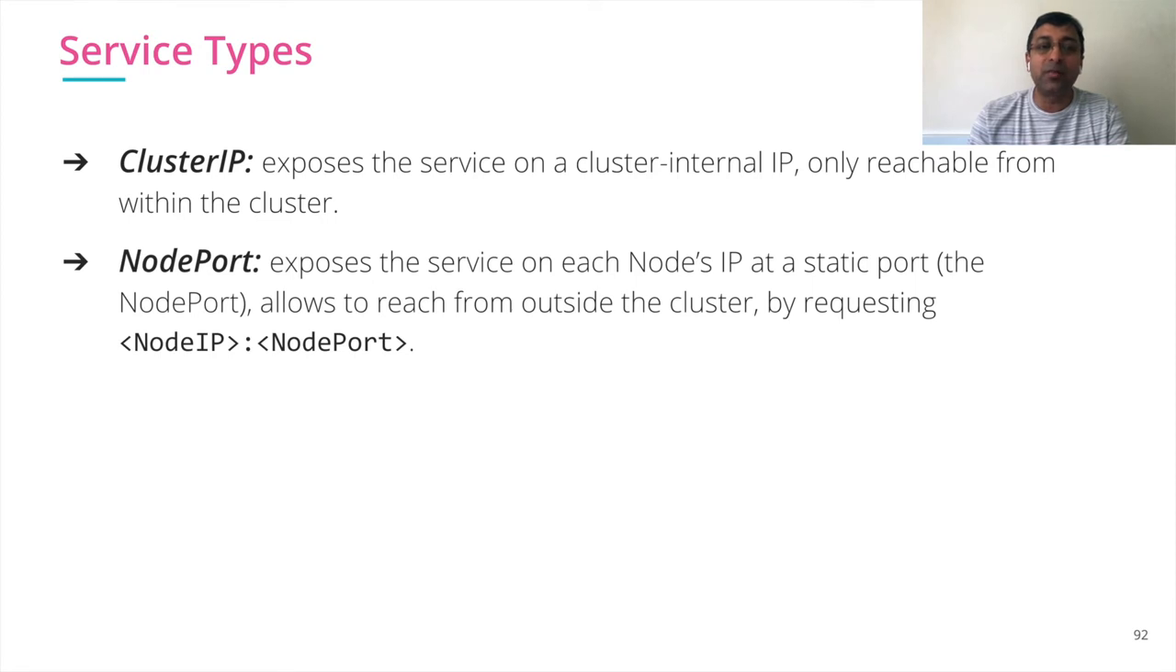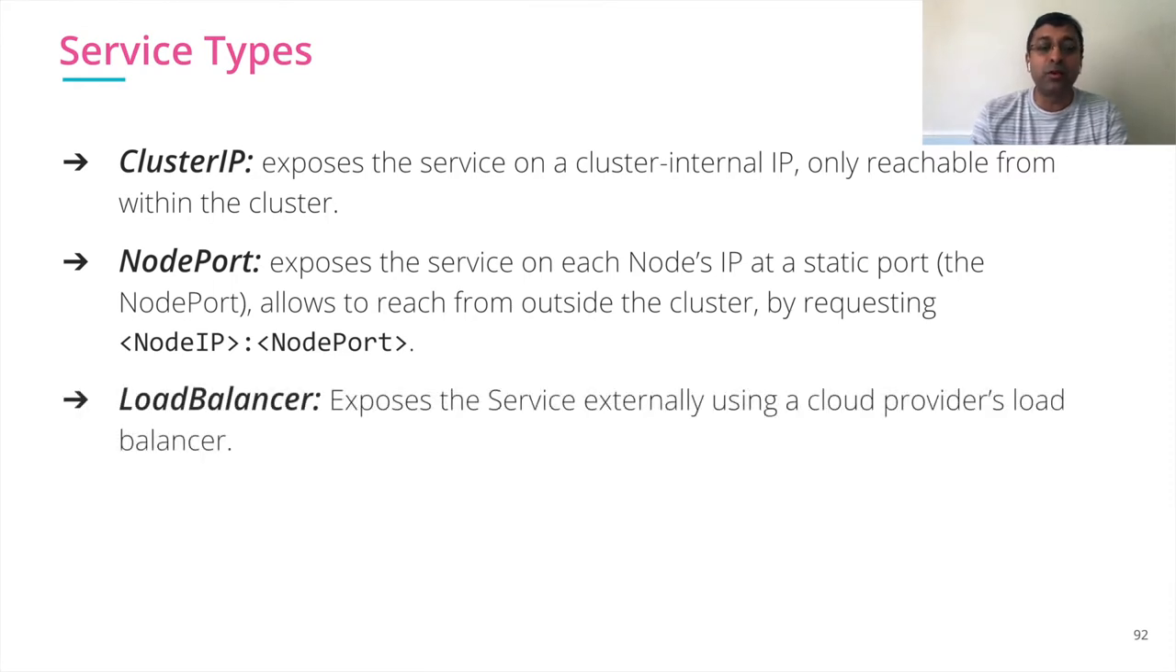NodePort is another type of service which exposes the node on which the pod is running on a static port. And that's why it is called NodePort. So it uses the node IP and NodePort. Using that, you can reach from outside of the cluster also, because the node is accessible outside. And whatever the node visibility is, you can access from that. If your node is hosted on AWS and it has a public IP, you can access the public IP from anywhere. Another type is called LoadBalancer.